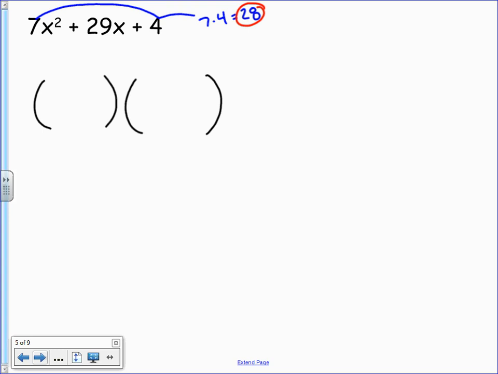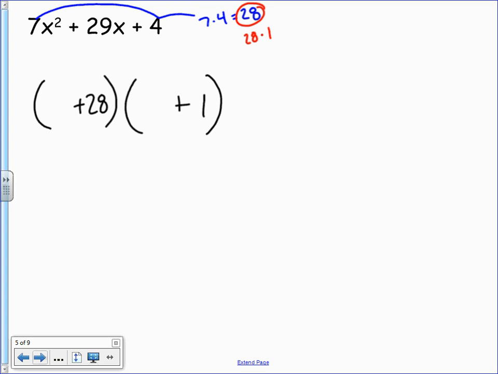Well, those factors would be 28 and 1. 28 times 1 will give me positive 28, and 28 plus 1 will give me positive 29. So I drop those two, plus 28 and plus 1, into my parentheses.